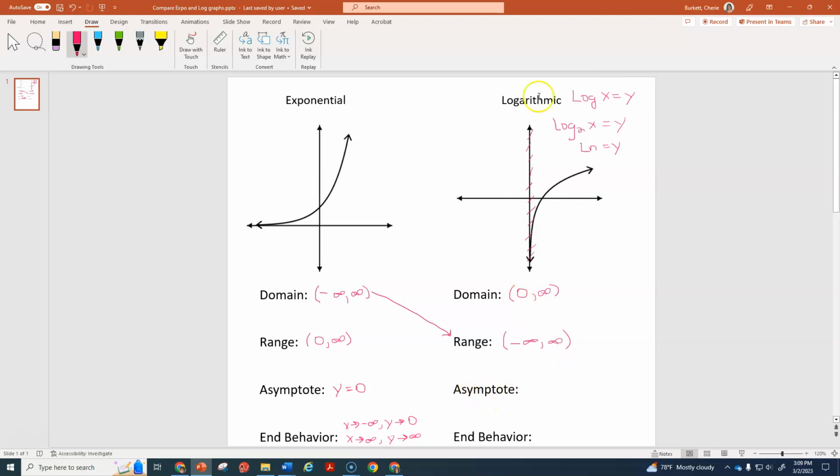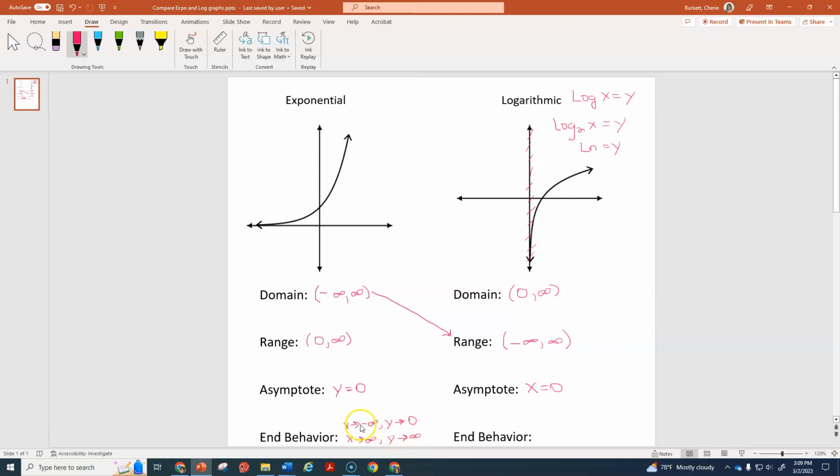Again, the asymptote here is the vertical line, the y-axis. The equation is x equals 0 because that line is crossing the x-axis at 0. So the equation is x equals 0. And the end behavior is going to switch just like everything else did. Our domain switched to the range. Our range switched to the domain. Our asymptote was horizontal. Now my asymptote is vertical. And my end behaviors are going to switch.